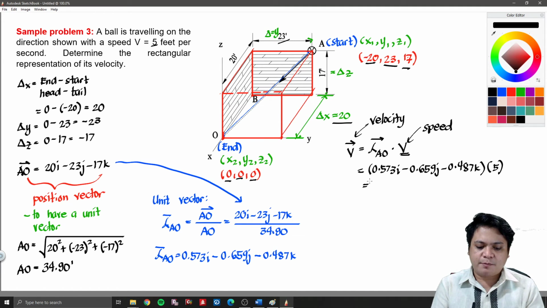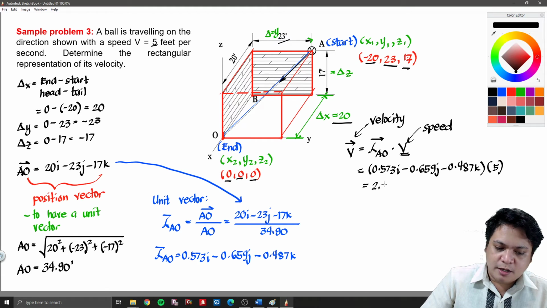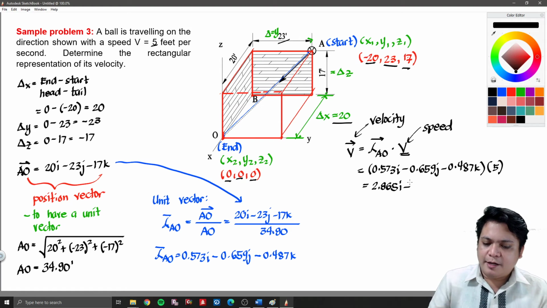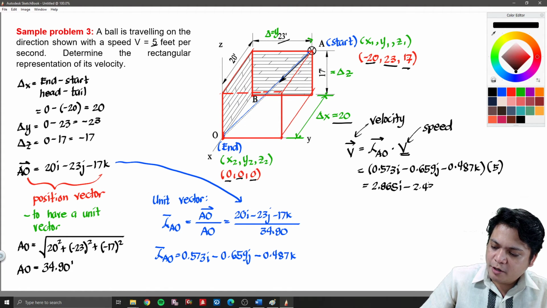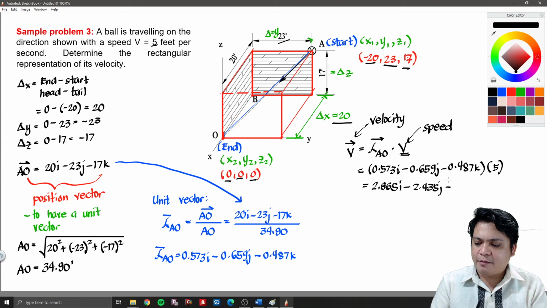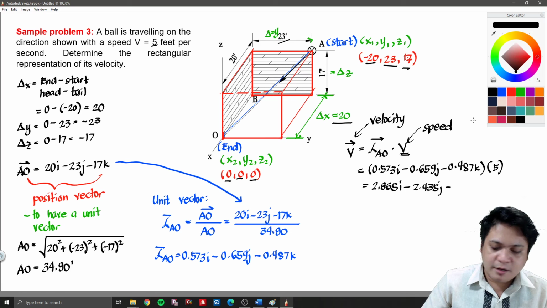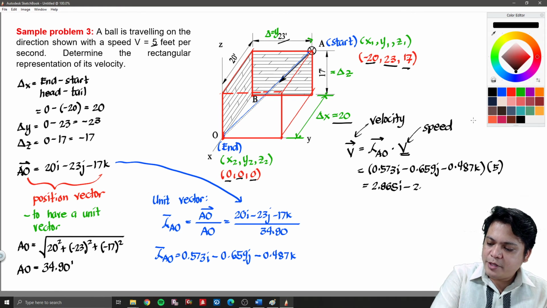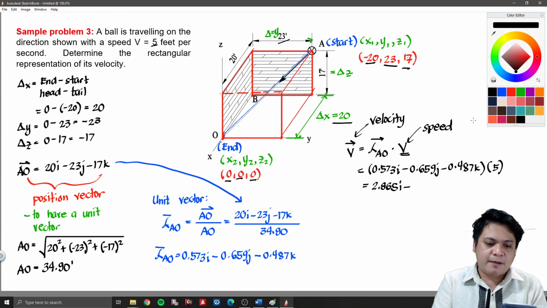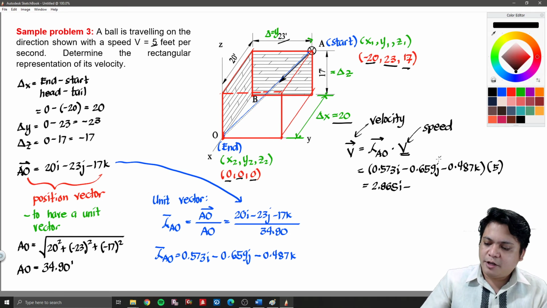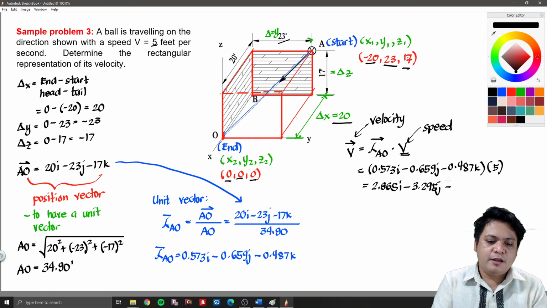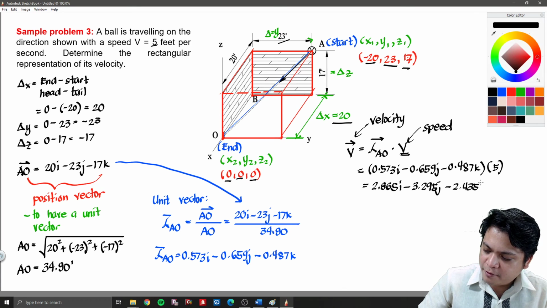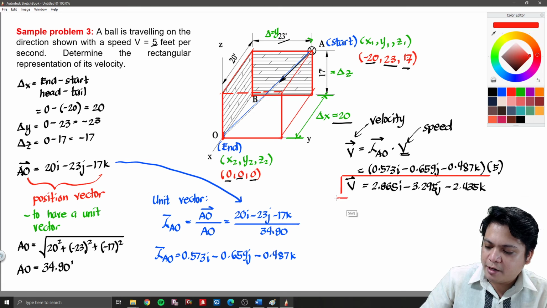I-distribute ko lang. So, 5 times 0.573. And that's around 2.865 of I. And then, minus 5 times 0.659. So, that's around 3.295 of J. And then 5 times 0.487. And that's 2.435 of K. This is now the representation of your velocity in rectangular form.